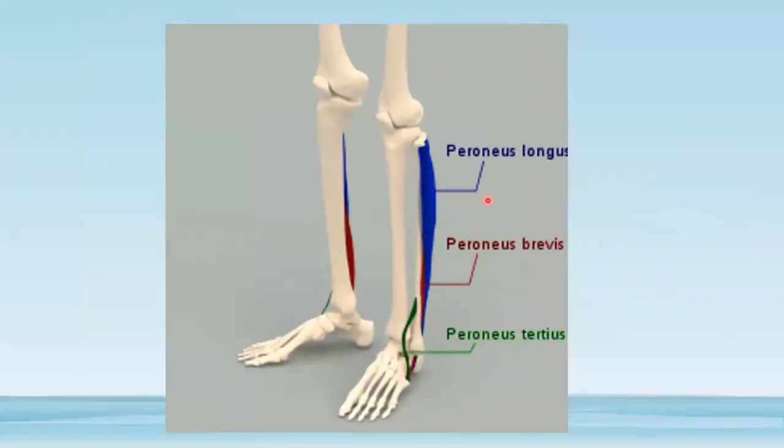As I mentioned, there are three muscles that attach to the fibula: peroneus longus, peroneus brevis, and peroneus tertius. The peroneus is actually the same as fibularis, just a different name. So peroneus longus or fibularis longus, peroneus brevis, and peroneus tertius.